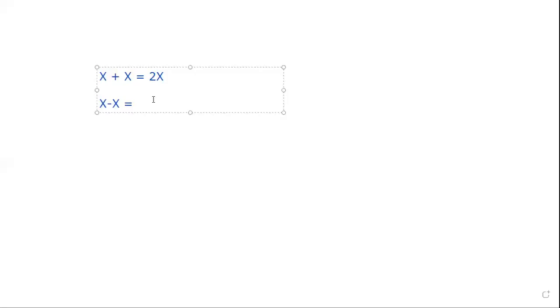Okay. Then x plus x equals 2x, x minus x equals 0. Could you please tell me, or even we can say here, x plus negative x. Does anyone notice anything here? What do you know? Both sides have one unit coefficient, okay.